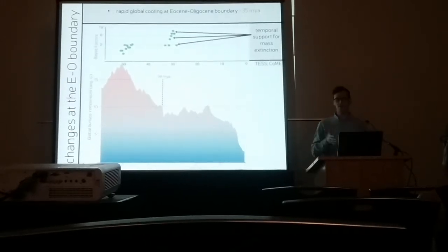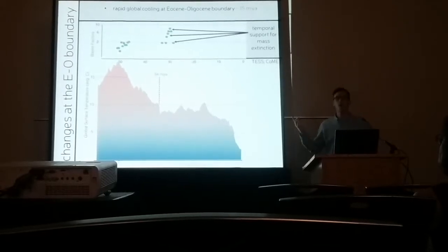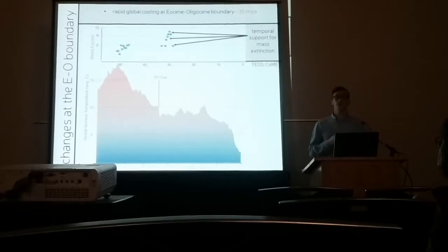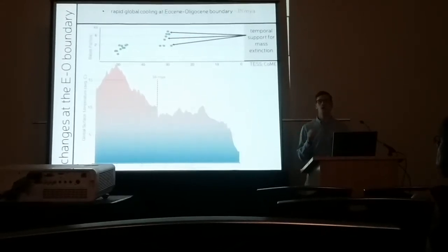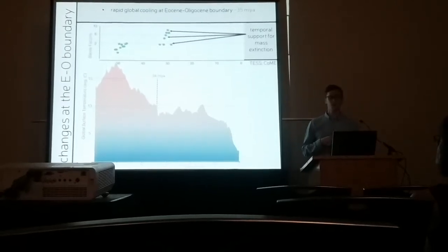Using a package that's out right now called TESS, we can estimate the presence of mass extinction events on top of our phylogeny, and we find temporal support for mass extinction somewhere around 30 million years, at that border between our 2 zones of diversification.